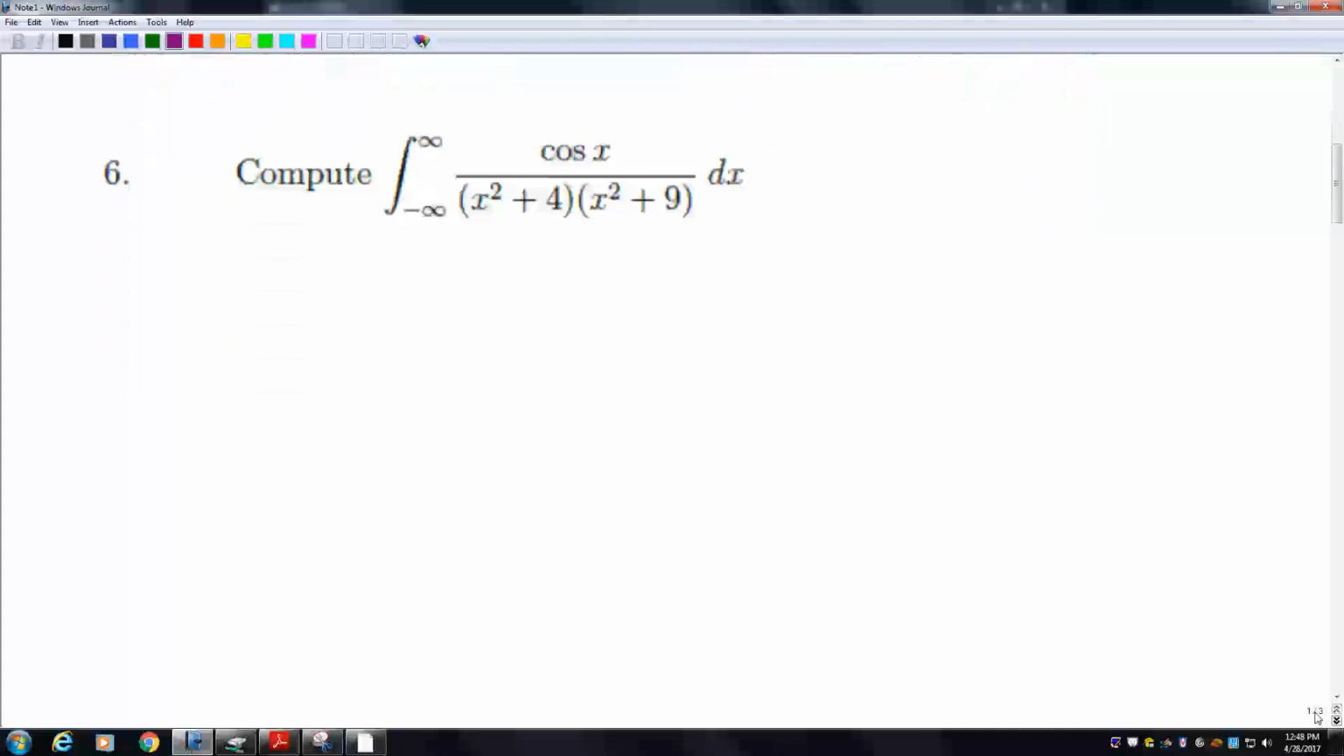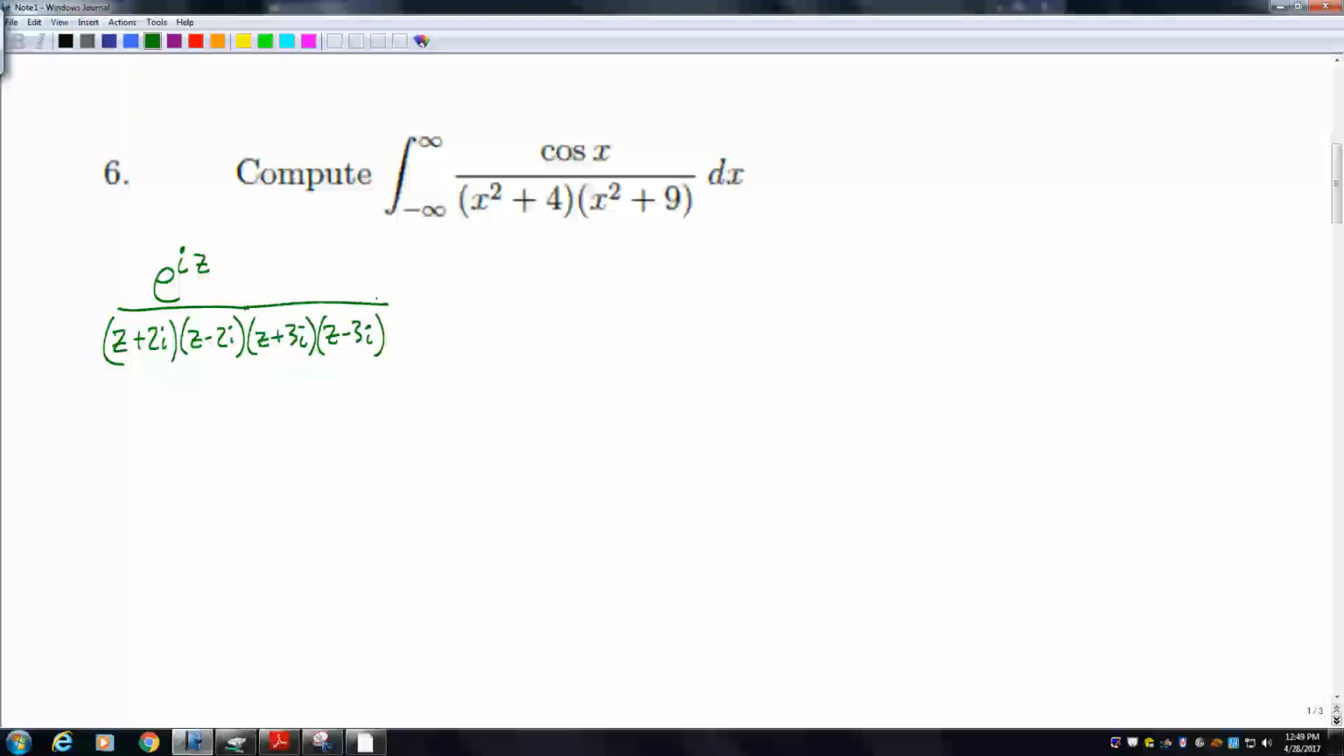It's another residue calculus problem. Okay, and this time what I don't want to do is look at cosine of z, because I can't control what happens to that. It has an essential singularity out at infinity. Instead, the function I want to look at is e to the iz, and then when I factor, I have z plus 2i, z minus 2i, and z plus 3i, z minus 3i.